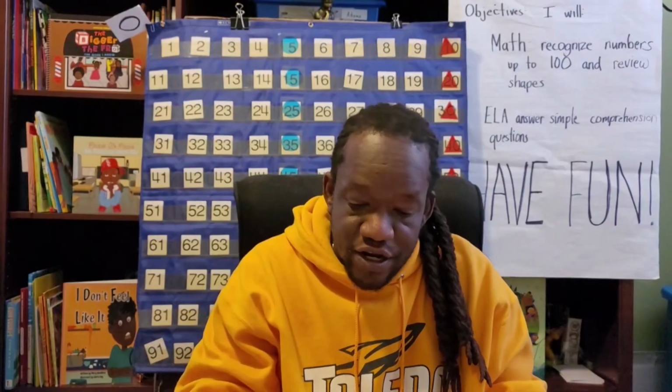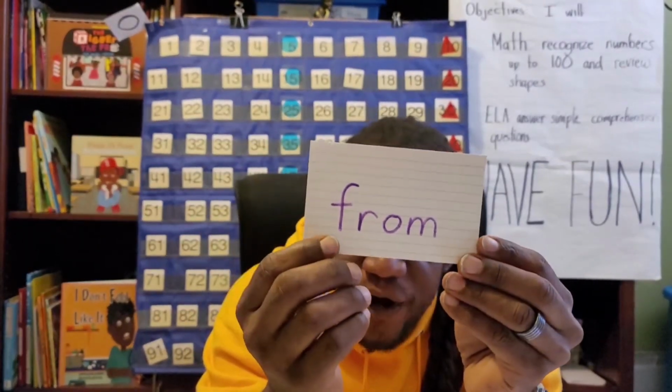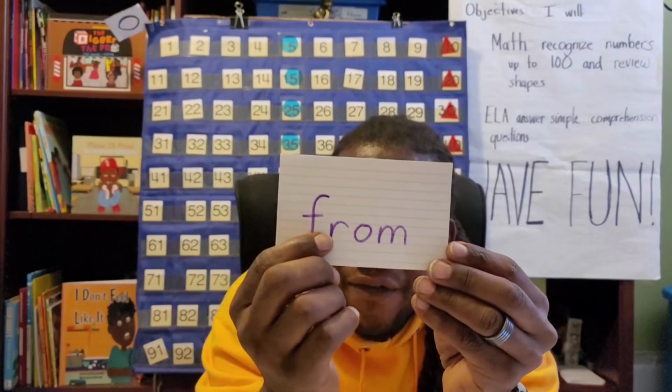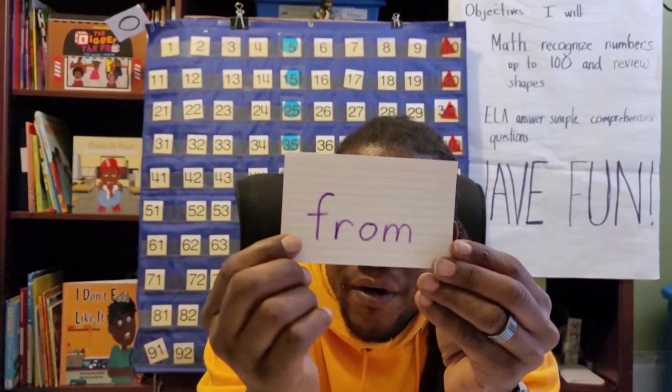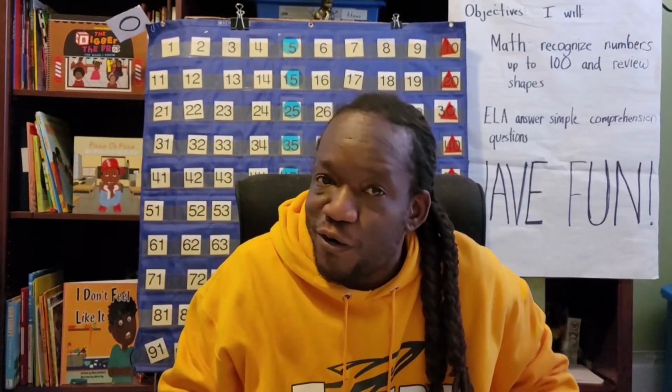You ready? Here we go. What word is this? From. Let's spell from. F-R-O-M. From. I am from the best city in the world, St. Louis. Yes, we're the best city in the world. Do you agree? Yes, yes, yes. Grown-ups, don't say no. Yes, you agree too, grown-ups.